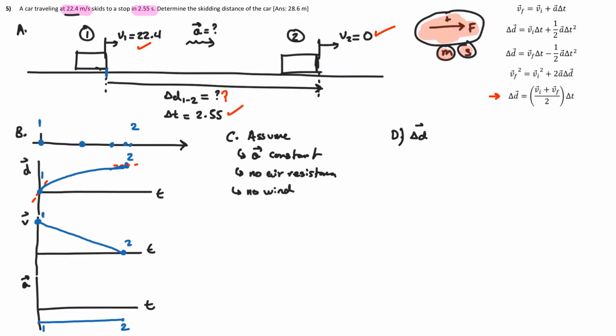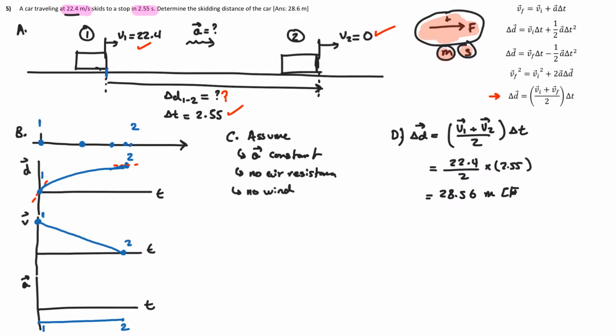We have our displacement, which is equal to the initial velocity v1 plus our final velocity v2, divided by 2, multiplied by the change in time. We just want displacement, so that's not too bad. We don't even need to rearrange anything. We have 22.4 plus 0 divided by 2. So 22.4 plus 0 is just 22.4, divided by 2, multiplied by the time it takes, which is 2.55. We put that on our calculator and we get 28.56 meters and in the forward direction.